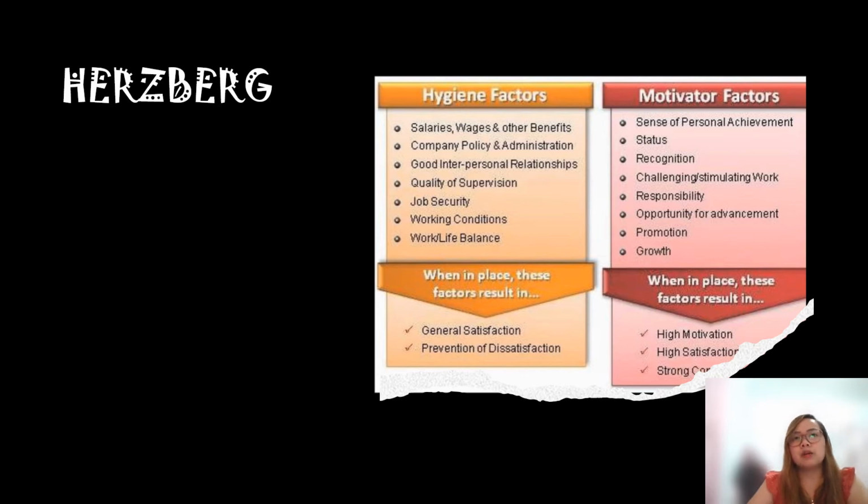Next is Herzberg. For him, he has two factors, the hygiene and the motivator factors. As you can see, the hygiene factors are the salaries, the benefits, the company policy, good interpersonal relationships, quality supervision, job security, working conditions, and work-life balance. These are actually general satisfaction, which prevents dissatisfaction. On the other hand, the opposite is the motivator factors. This is the sense of personal achievement, status, recognition, responsibility, opportunity, advancement, growth, and everything else.